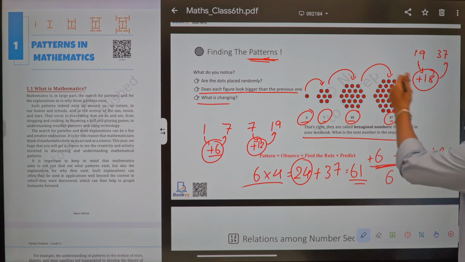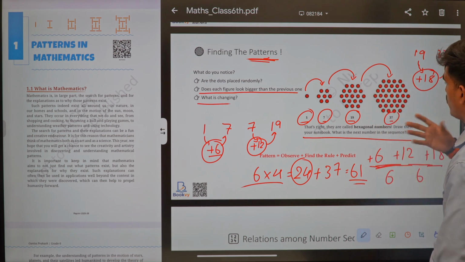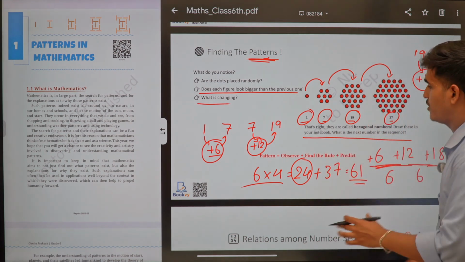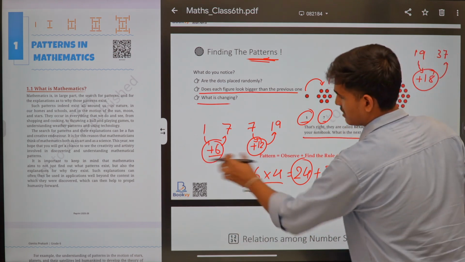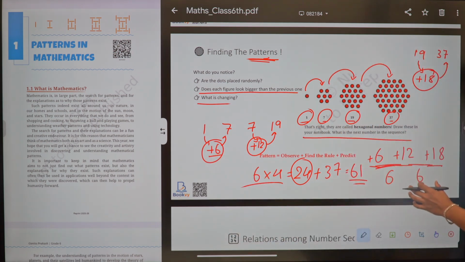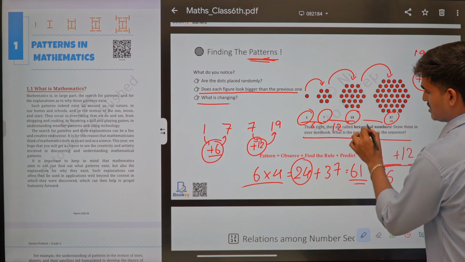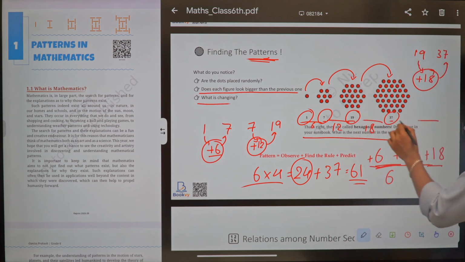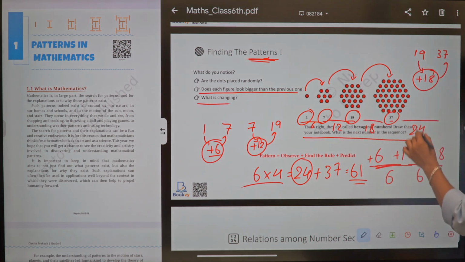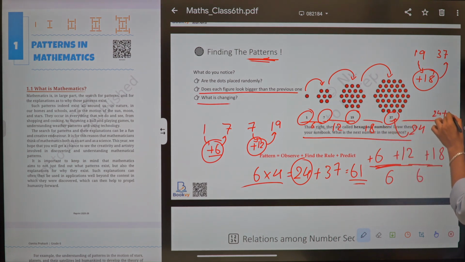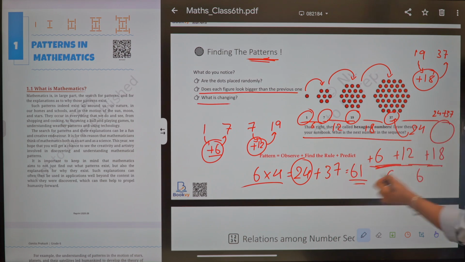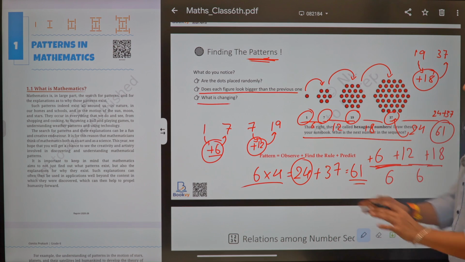So the balls are so many, sir, we don't know what the next sequence is. It's so simple. You just have to find the difference. We have seen the differences 6, 12, 18, so sir, we know the next one will be 24. So we just have to add this to 37. So 24 plus 37, we get our next number in the sequence, that is 61. As simple as that.